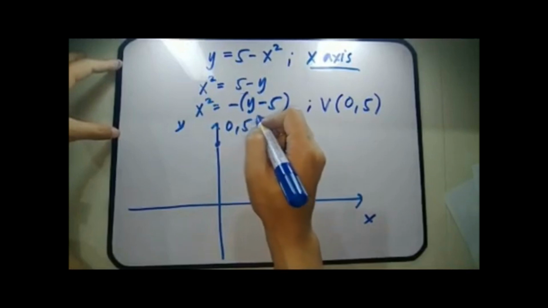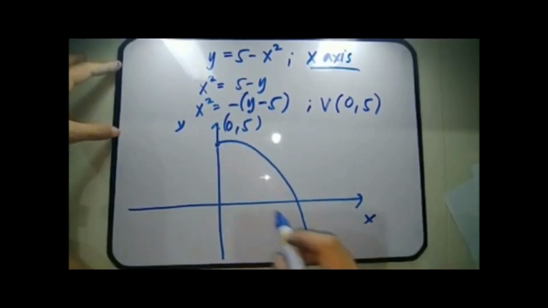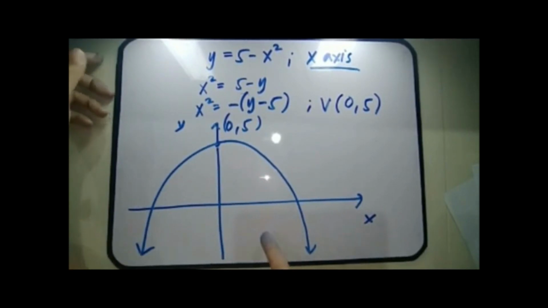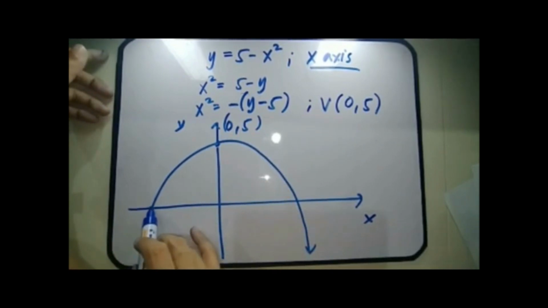This is the vertex. So it is concave downward, guys, because y is negative and x is squared. So it must face the x-axis. So our centroid must be located here. By inspection, guys, we can say that x̄ is at 0.